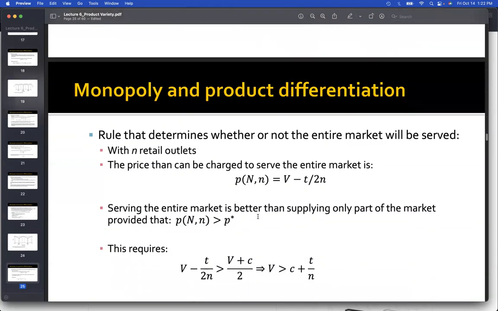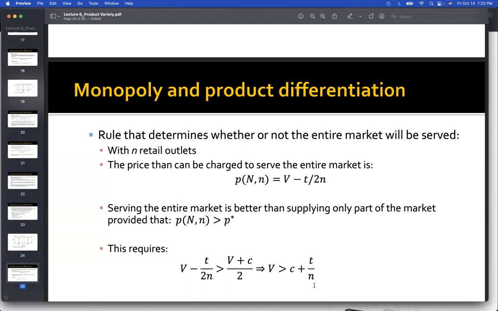Okay, so now what determines if the entire market will be served or not? If that price is better than this price, which is the N store analog. So serving the entire market with N stores is better than supplying only part of the market, provided this. And this requires the following. Ultimately, V must be big enough such that it's bigger than the cost of producing the good plus transport cost divided by the number of stores.